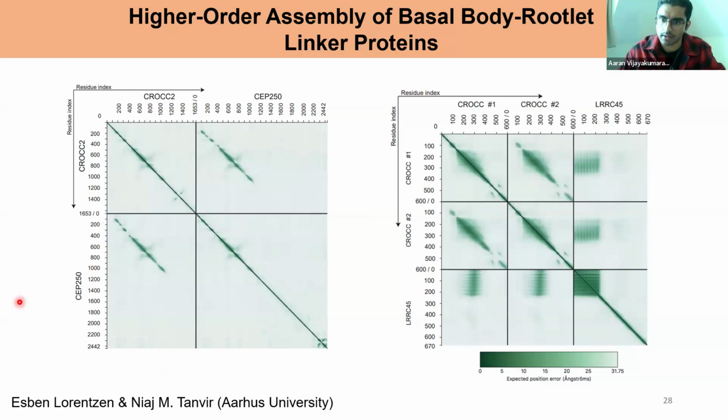Now, thanks to Esben Lorentzen and colleagues in Denmark, we then used AlphaFold to predict interactions between these key proteins. And we found that CEP250 and CROC2 were predicted to interact. And additionally, LRRC45 was predicted to interact strongly with CROC and CROC2. Now, taking all of this together, the AlphaFold and the super-resolution imaging and the nanoscale mapping, this suggests that these proteins may form a higher order assembly at the basal body rootlet linker.